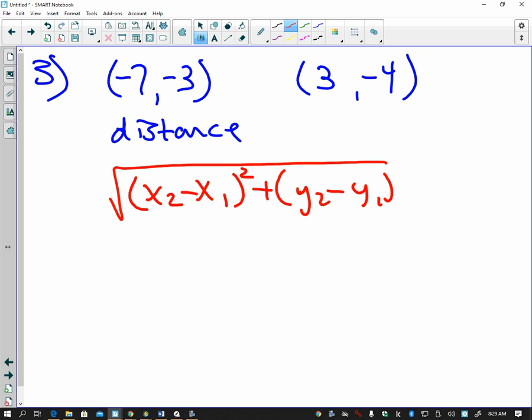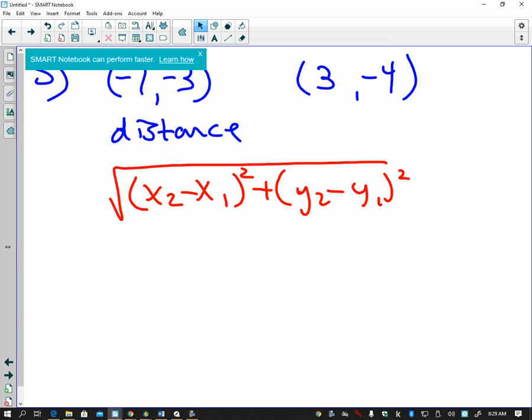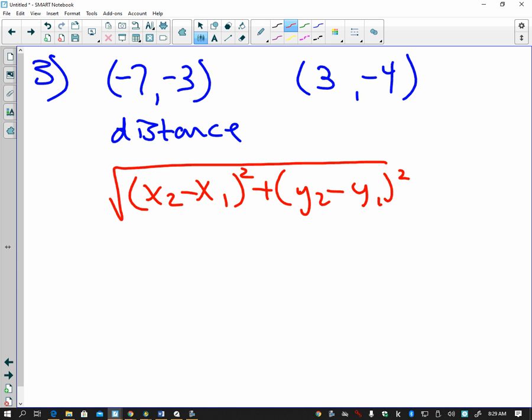y2 minus y1 squared. All right, what I would do at this point, after I wrote down the formula, is I would come up here and I would label those different things so that I knew what x1 was, I knew what x2 was, I knew what y1 was, I knew what y2 was. Okay, because then I can just drop everything down. Okay, what is -7? x1. What is -3? y1. Okay, so that makes this x2 and y2. Okay?